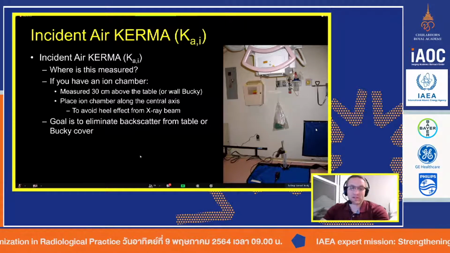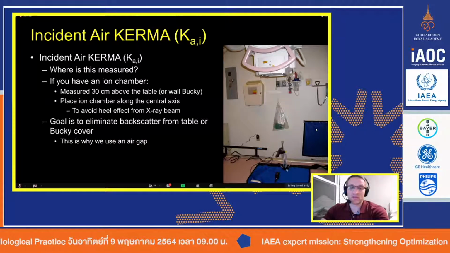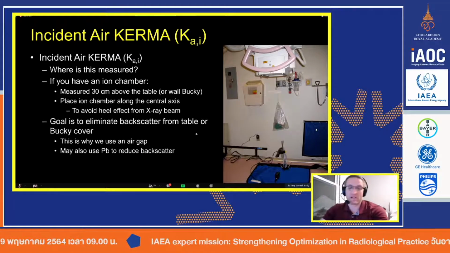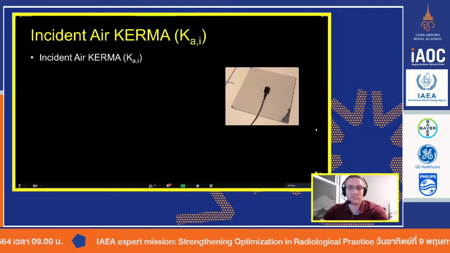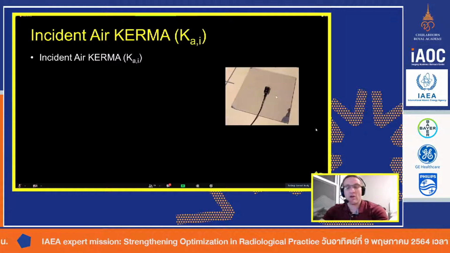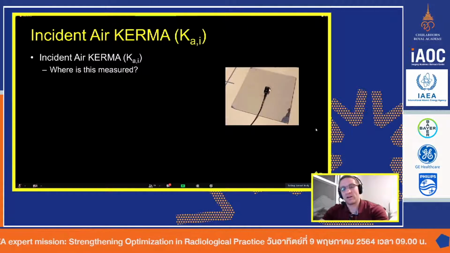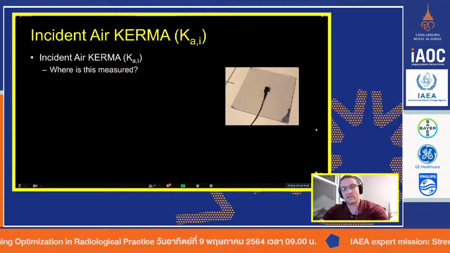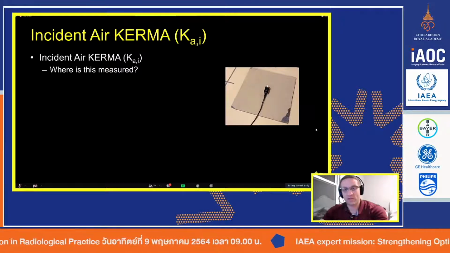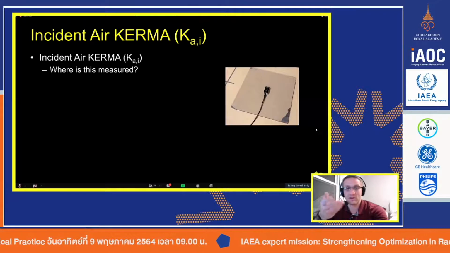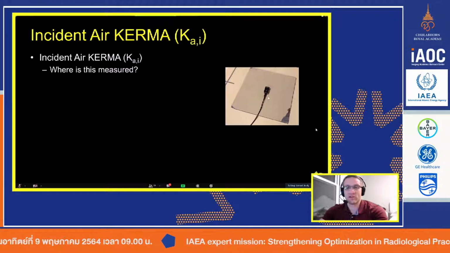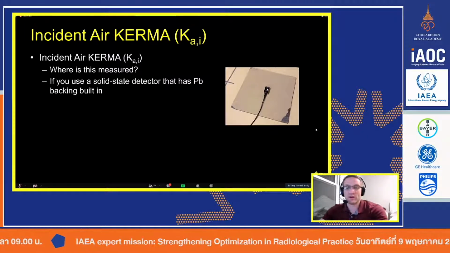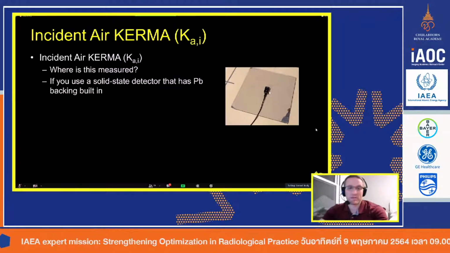We talked about backscatter. So we use the air gap to get rid of as much of the backscatter. We also use the lead to prevent backscatter and protect the detector. Now, if you have a digital or solid state detector, this system, if it's got lead backing or some kind of tungsten type metal backing, you can just place this directly on the detector. You don't have to worry about putting it 30 centimeters up, because you will not measure backscatter coming up off of it.